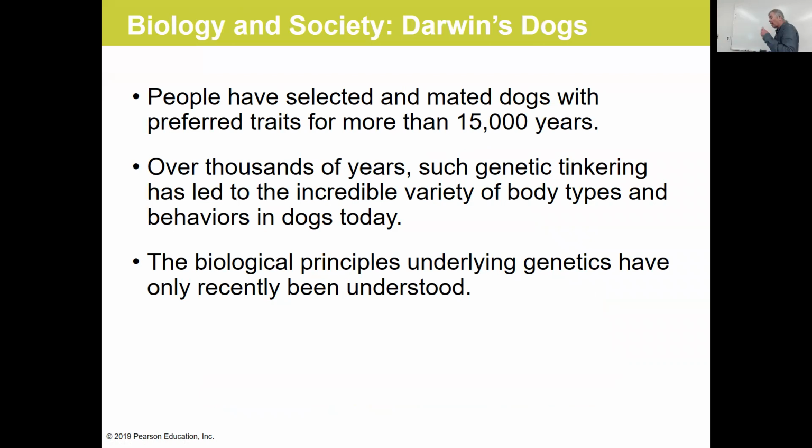Okay, a good example of how genetics can really modify the look of organisms is dog breeding. People have selected and mated dogs for preferred traits for more than 15,000 years. Thousands of years of genetic tinkering has led to the incredible variety of body types and behaviors in dogs. And this is really a form of genetic engineering. By selectively breeding, what dog do we want to breed with what other dog?